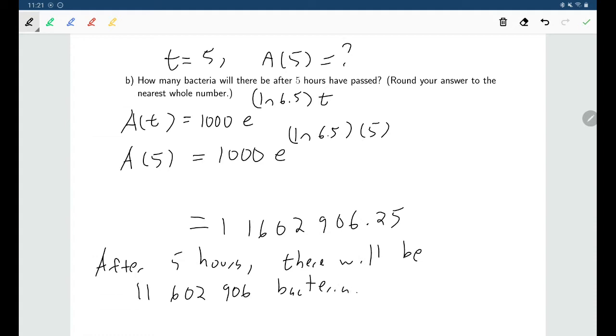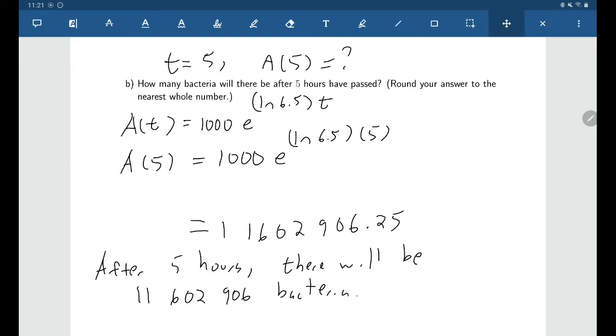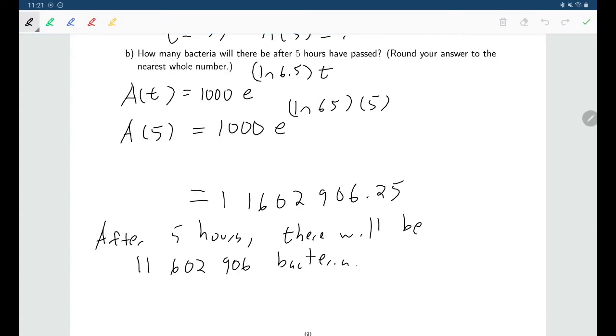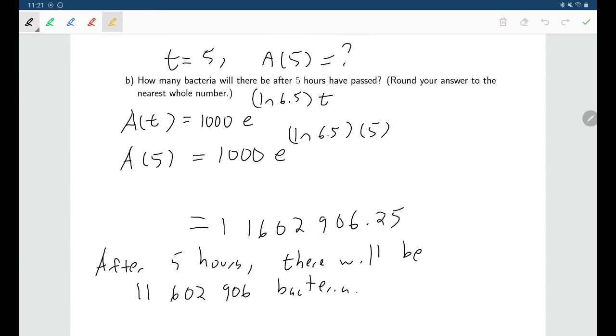A couple of things just to mention here, and you'll notice I've left a little bit of a gap, and there's a reason for that. We'll circle back to that in just a moment. But number one, since this is a word problem, when I give my answer, I need to give my answer as a sentence. So here the question was, how many bacteria are there after 5 hours? So I answer in terms of a sentence. After 5 hours, there will be 11,602,906 bacteria. And notice I did round my answer to the nearest whole number as requested.